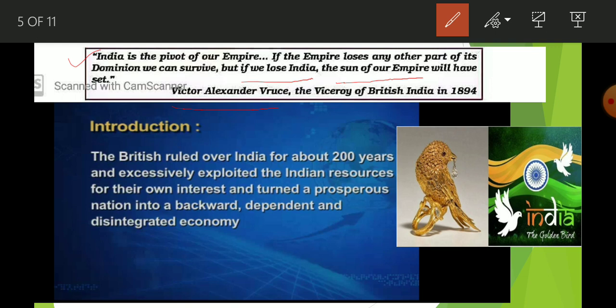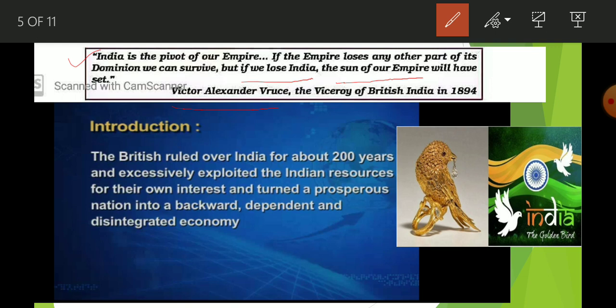Now, when the Britishers left our country, it had become stagnated and backward. So what had they done? How did a country that was very prosperous, very self-reliant, turn into a backward, stagnant economy? So here we are going to learn it. Here you can see the introduction.